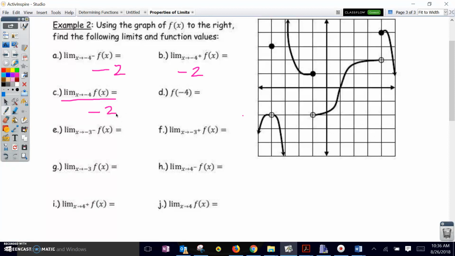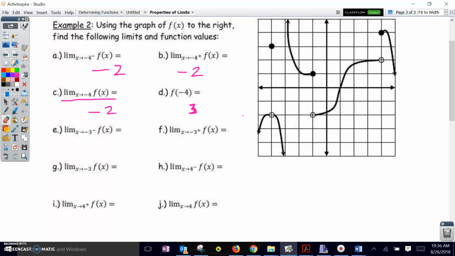And then in part D, f of negative 4, we're actually finding the function value at negative 4. We see this dot right up here that indicates that the function value is 3. This illustrates a very important concept on limits, and that is that the limit and the function value do not always need to be the same. They can be different. Okay?